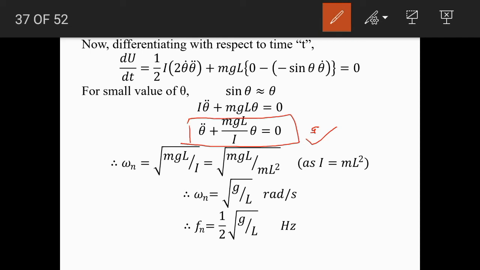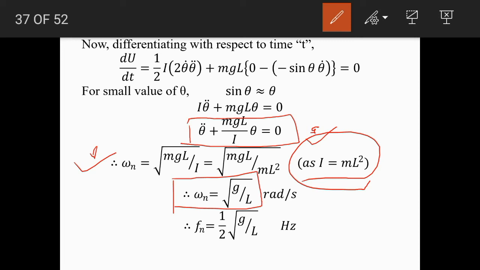Okay, now by comparing this equation with the equation of simple harmonic motion, we get the natural frequency omega n is equal to square root of mgl by I. Now as we know, the mass moment of inertia about the fulcrum point for a simple pendulum is ml square. So by substituting this value we get omega n is equal to square root of g by L radian per second. Now frequency in hertz is given by omega n divided by twice pi, so it is equal to 1 divided by twice pi into square root of g by L hertz.